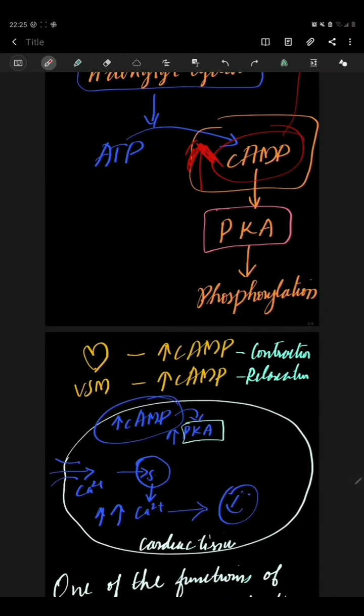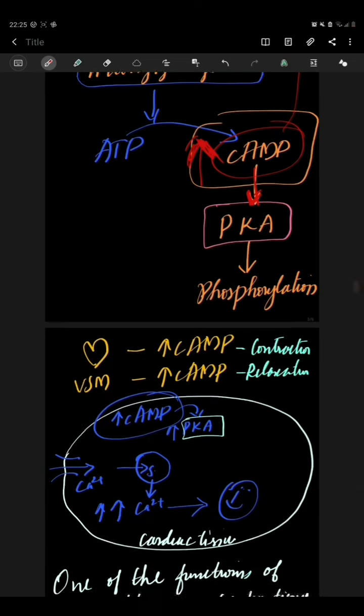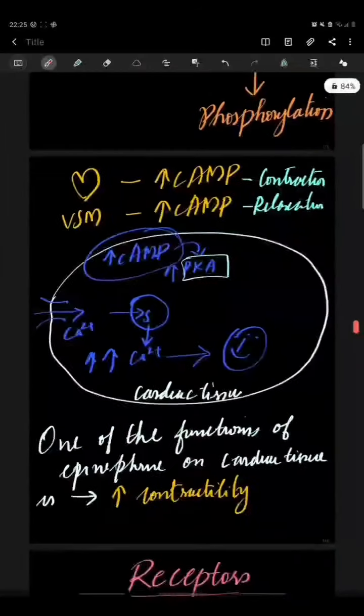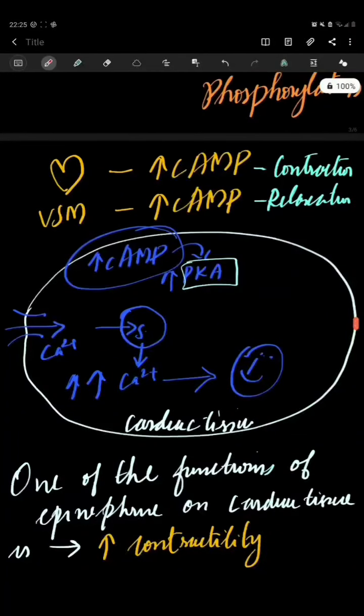Activated cyclic AMP now activates the protein kinase A, which is the main component which causes the phosphorylation of various proteins. For example, we have taken a cardiac tissue here, and epinephrine is the hormone. So what happens is that when there is an increase in cyclic AMP and increase in protein kinase A, this protein kinase A goes and activates the L-type calcium channel and causes the calcium influx. There is a calcium influx.